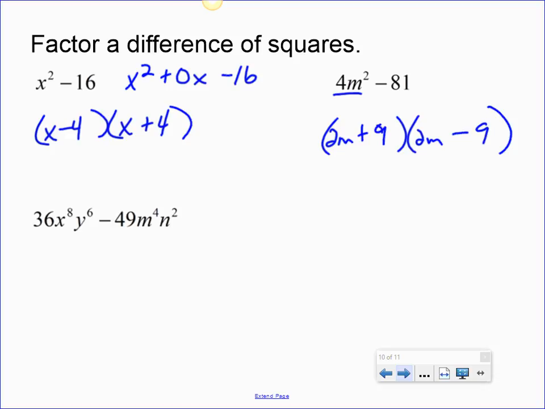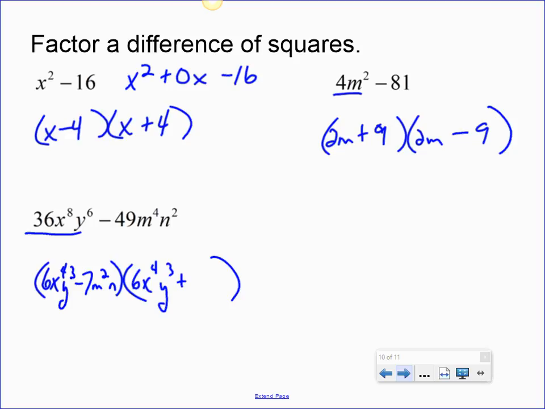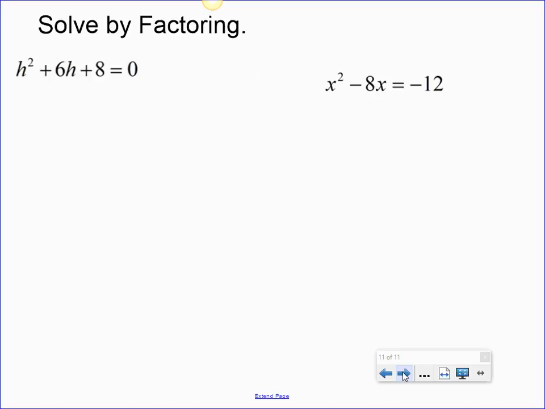If I looked at this next one, again, that's a perfect square. You may not see it exactly right away, but it is a perfect square. It would just be 6x to the 4th, y to the 3rd, minus 7m squared n. The other one would just be 6x to the 4th, y to the 3rd, and instead of minus this time, it would be a plus 7m squared n. Okay, I know I kind of rushed through that, but hopefully that made sense. Okay.